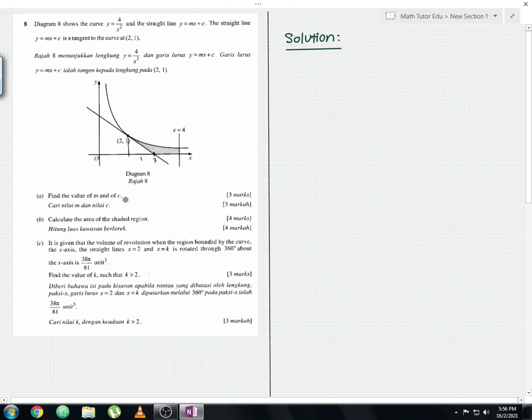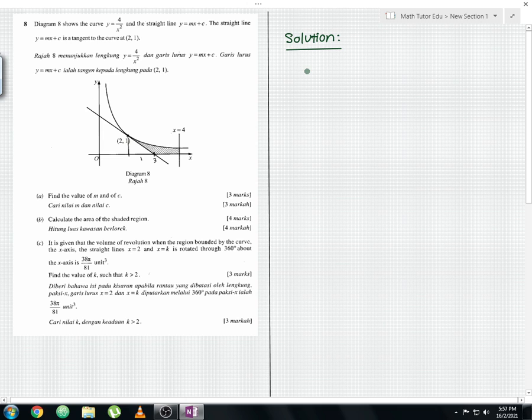So this is the question part A. For the question part B, calculate the area of the shaded region. So this is the shaded region, guys. As for the question part C, it is given that the volume of revolution when the region bounded by the curve, the x-axis, the straight lines x equals 2 and x equals k is rotated through 360 degrees about the x-axis is 38 pi over 81 units cube. Find the value of k such that k is more than 2. So this is the overall question.